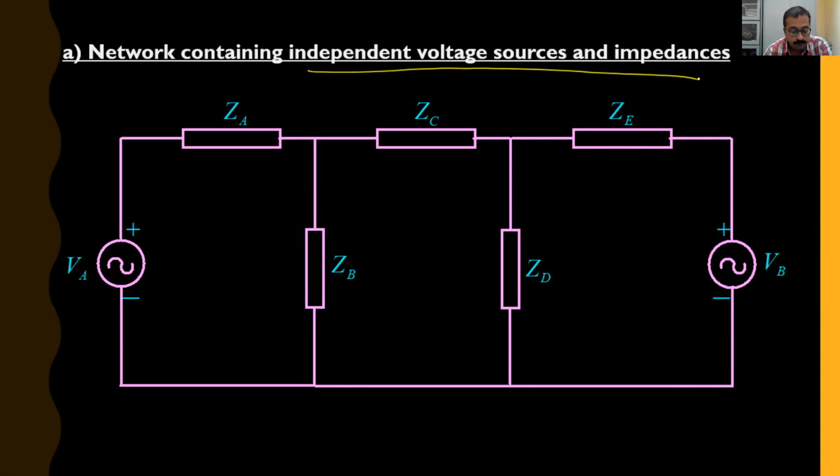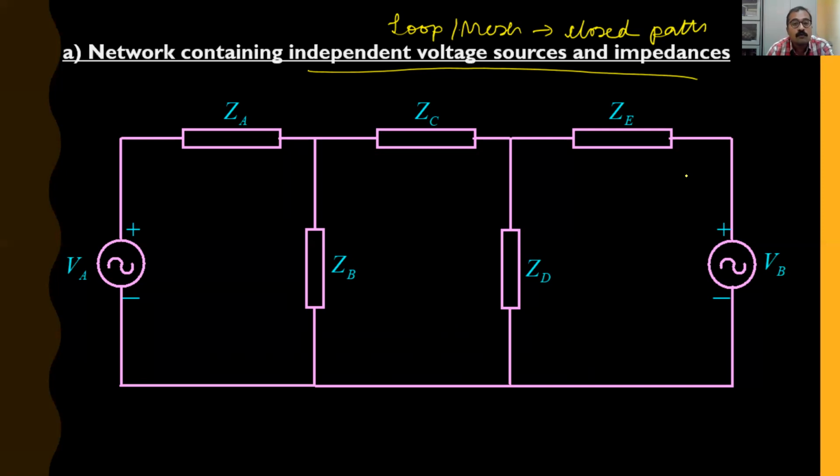Now, what do you mean by a loop or a mesh? A loop or mesh means a closed path. So this is one possible closed path, this is a second possible closed path, this is a third possible closed path. These are three possible closed paths.